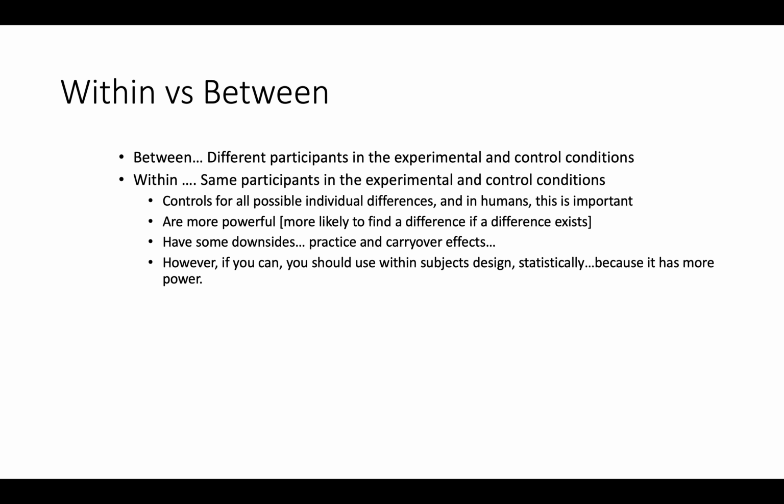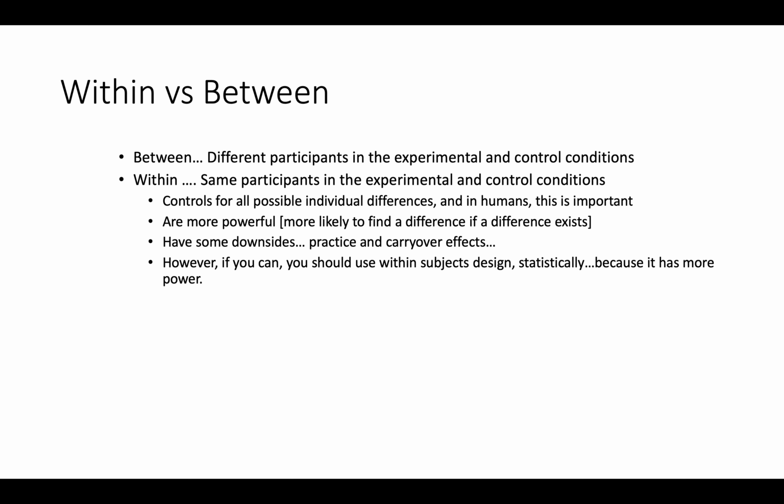Now, within, you have the same participants in the experimental and control conditions. Very simple. I will just say it, within subjects designs, if you can use them, are better. So it controls for all possible individual differences. And in humans, this is very important. We have very unique and individual responses to stimuli, right?